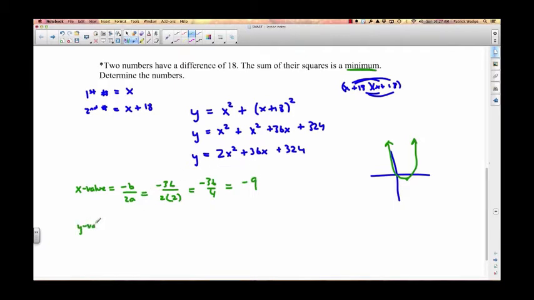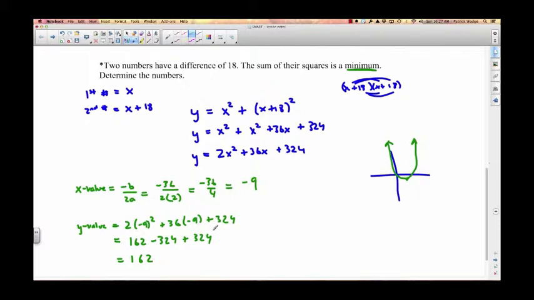Alright, if you want to get the y value now, which is also useful, we'll talk about that in a second, let's find the y value. Best way to do it, plug negative 9 into these x spots here. So we have 2 times negative 9 squared plus 36 times negative 9 plus 324. Negative 9 squared is 81 times 2 is 162. 36 times 9 is negative 324, and then plus 324. Well, obviously these two terms are going to cancel, so you're just left with 162.